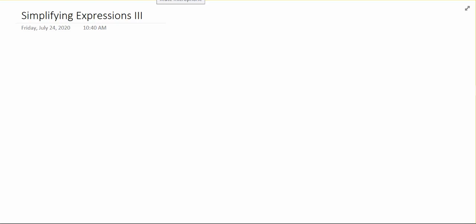Okay, so now we're going to take a look at some more complex simplifying expression problems, and specifically, we'll try and look at least 3 examples of simplifying expressions. Okay, so here's the first one, the easiest, and these ones now I'm going to start to do a little bit faster. Simplifying expressions.